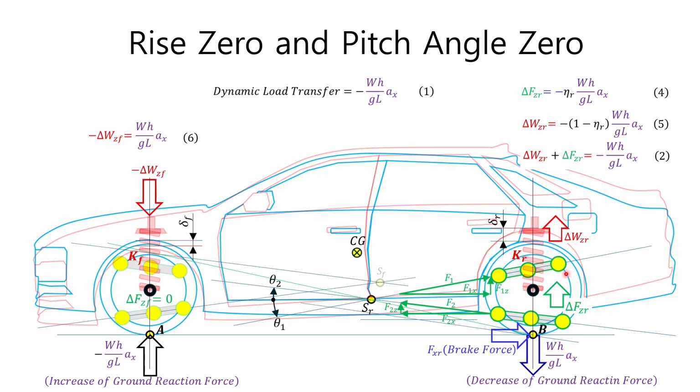The condition for zero rise during braking is that the rear spring displacement becomes zero. To make the rear spring displacement zero, one must make the vertical dynamic load acting on the rear spring, delta WZR, 0. By changing the geometry of the rear suspension links, the position of the rear virtual reaction point, SR, can be altered, thereby changing the amount of the resultant force acting on the rear suspension links.